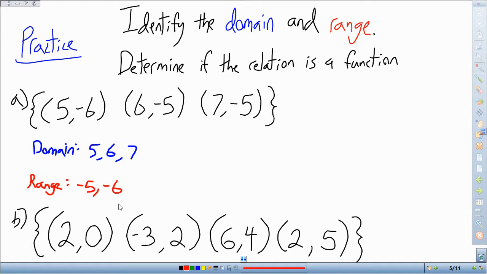Okay, so here's the question. Is this thing considered a function? All right, well, here's how I'm going to break it down. I notice that all of my inputs, all of my x values are already unique. Okay, so that means I have only a single output for each input. Okay, 5 only has a -6 as its output. 6 only has a -5 as its output. 7 only has a -5 as its output.